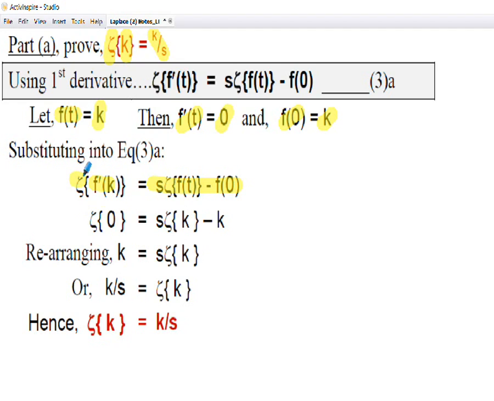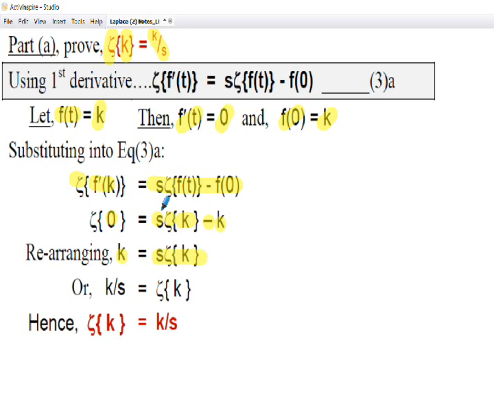So the first derivative of k is 0 from above, and that's equal to the Laplace transform of k, take away the value of the function of t at time t is equal to 0, which we have said is k. So basically what we're going to do now is rearrange the equation. The left hand side I have 0, so I'm going to add the k to both sides to get my k over to this side.